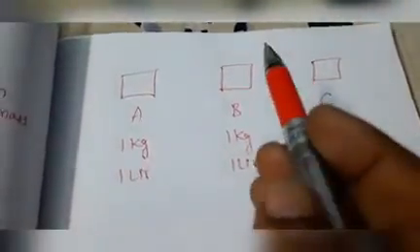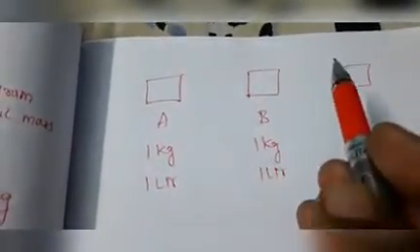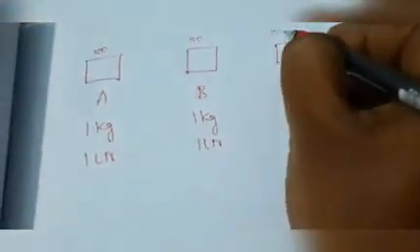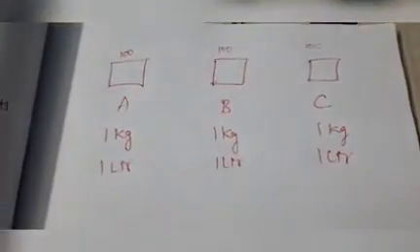All these 3 containers are in the same room, which means the temperature and pressure of that room are the same for these 3 gases. So under similar conditions of temperature and pressure, they contain an equal number of molecules. That means A gas contains 100 molecules, B gas also contains 100 molecules and C gas also contains 100 molecules.